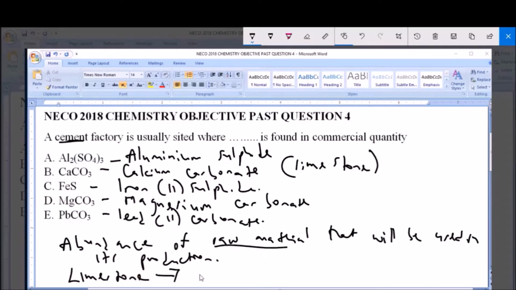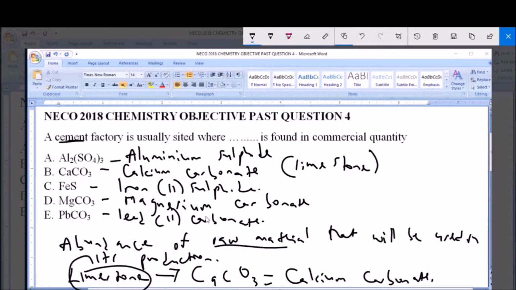Now, limestone is the common name of the chemical compound CaCO3, which is calcium carbonate. So basically, limestone is made up of crystals of calcium carbonate. Calcium carbonate is option B, so it is the correct answer to this question.